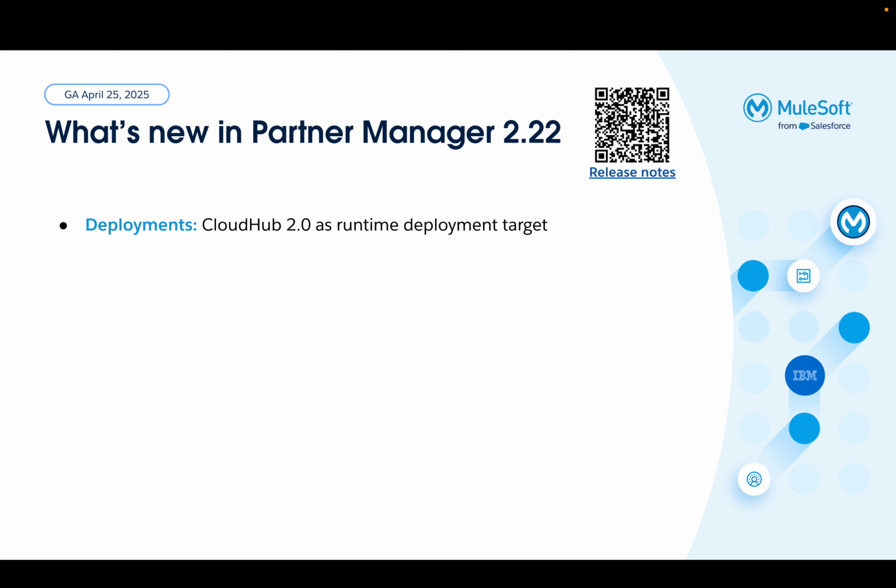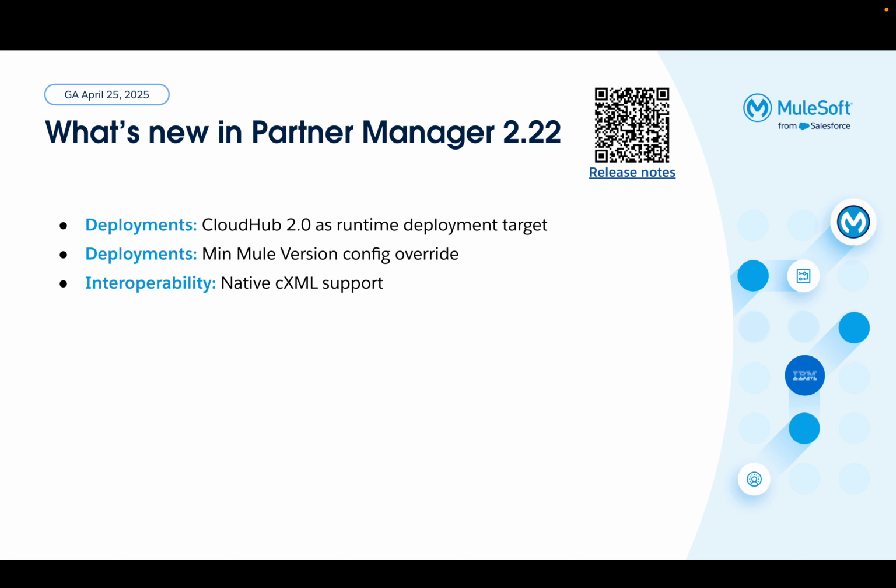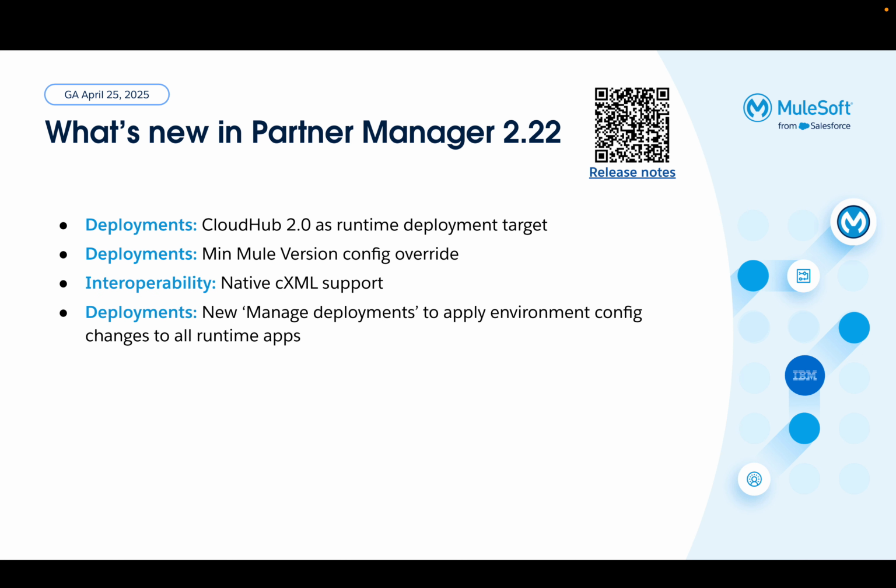Release 222 from April 2025 introduces CloudHub 2 as one of the newest deployment targets for Partner Manager runtime plane. Minimum Mule version can now be configured with 4.5 for organizations that want to leverage Partner Manager to natively process cXML messages. With the new managed deployment experience, you can easily apply changes made to environment settings such as the runtime and minimum Mule version, vCore configurations, ActiveMQ connection details for RTF deployments, and more to all your runtime applications with a single click of a button.